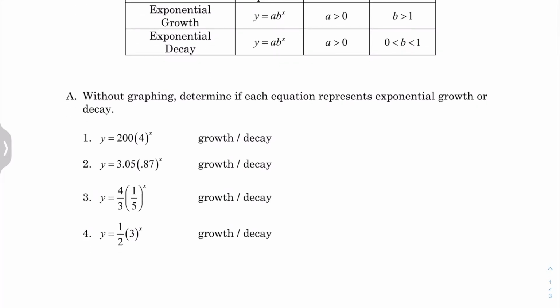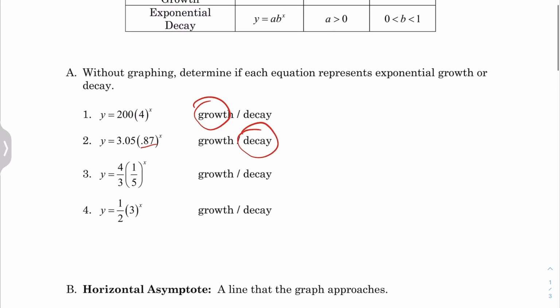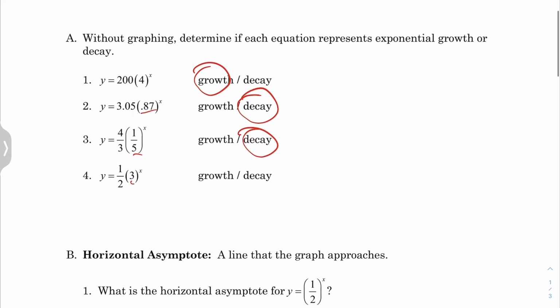So question 1, it's a 4, it's growth. Question 2, it's 0.87, that's less than 1, decay. 1/5, that's less than 1, decay. 3, growth.